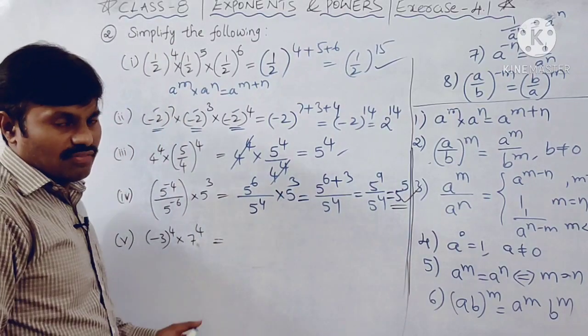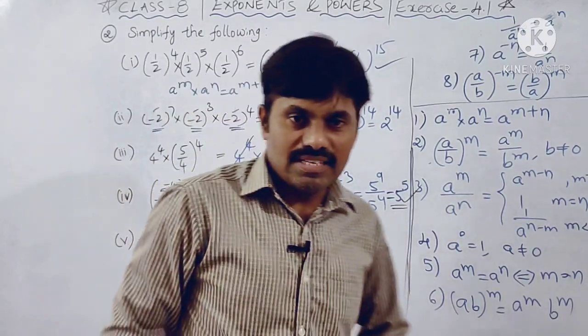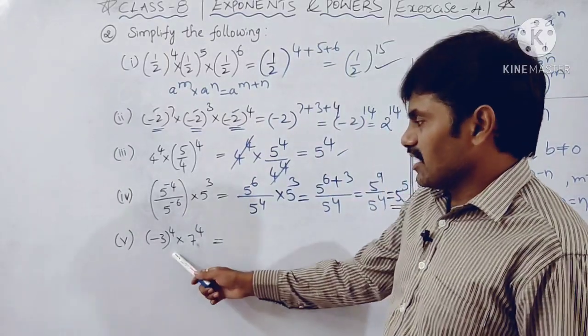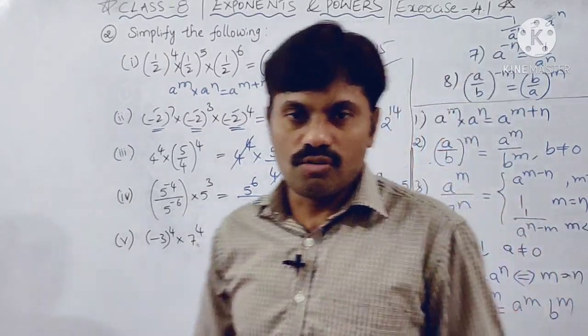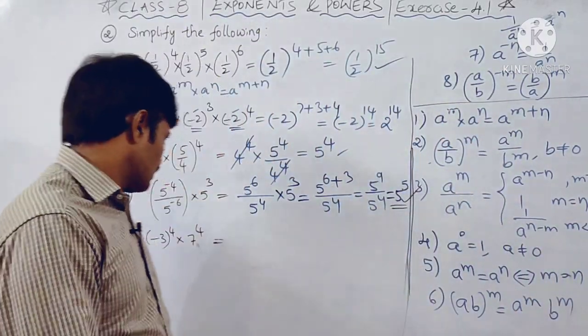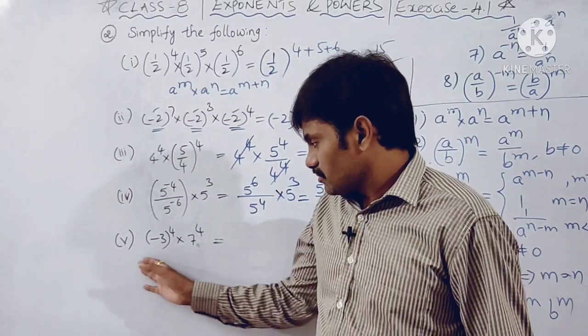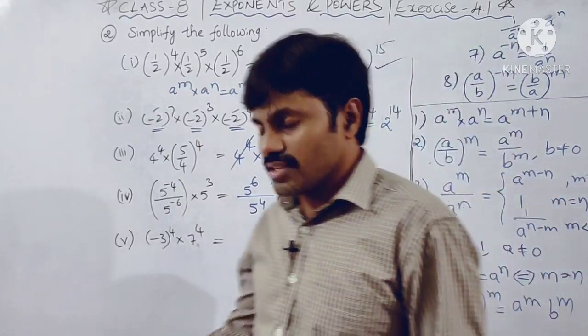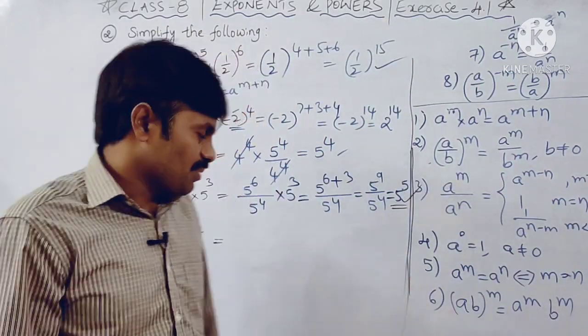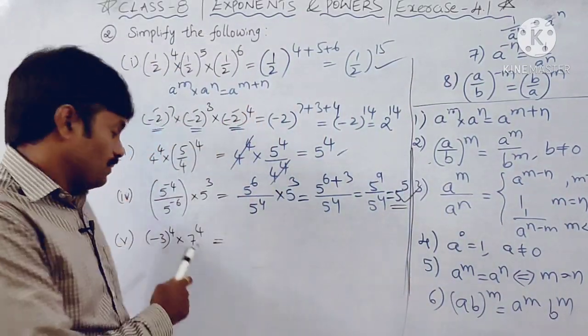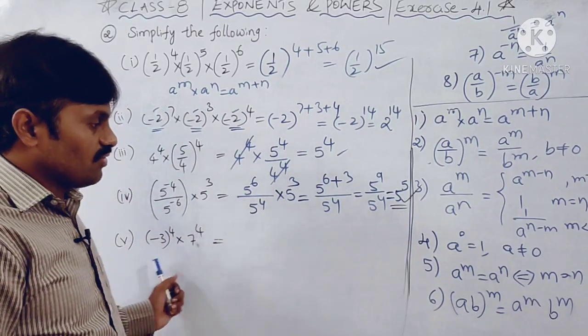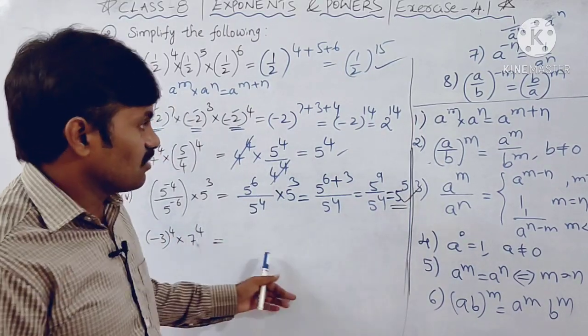Okay. Now further, come to the last problem of the second bit. That is minus 3 to the power of 4 into 7 to the power of 4. So what is the common thing in this? By observing it, what do you observe? Here, bases equal or exponents equal? Yeah, here exponents are equal. So if exponents are equal, which one are we going to apply here?